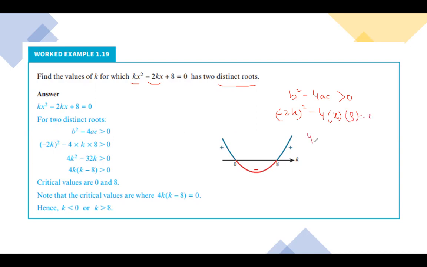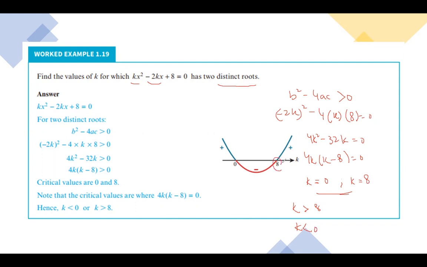So it must be 4k square minus 32k equals 0, putting 4k as common, 4k into k minus 8 equals 0. So k equals 0 and k equals 8. So the values are k greater than 8 or k less than 0.